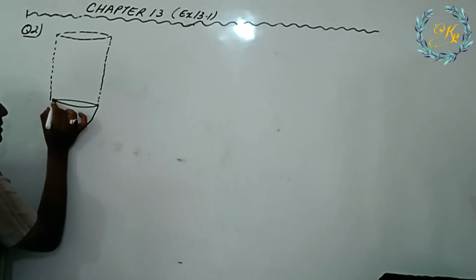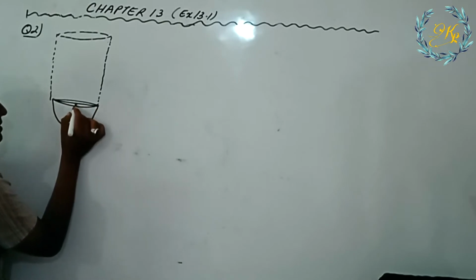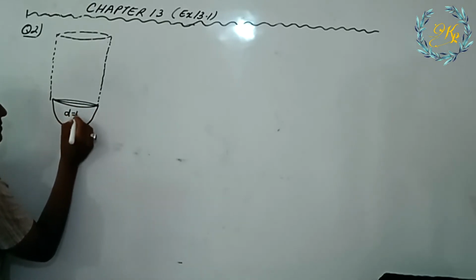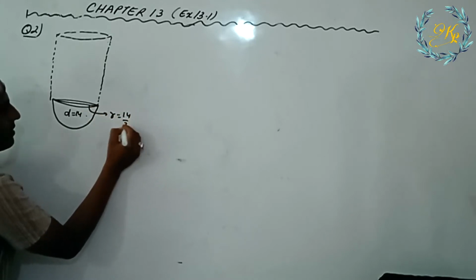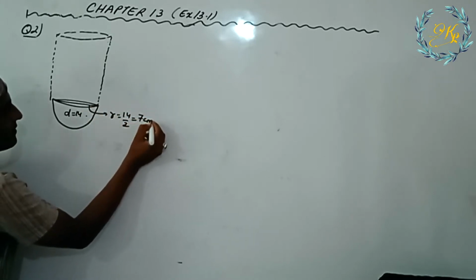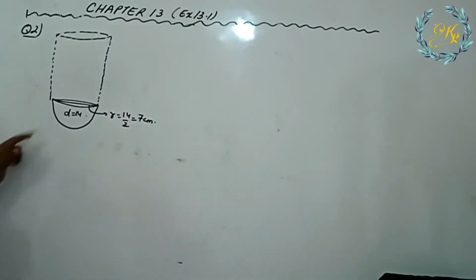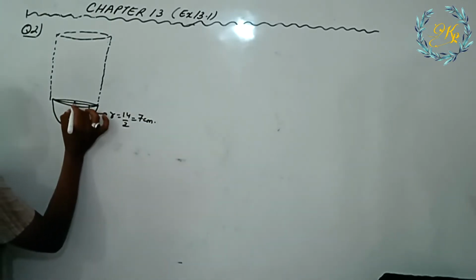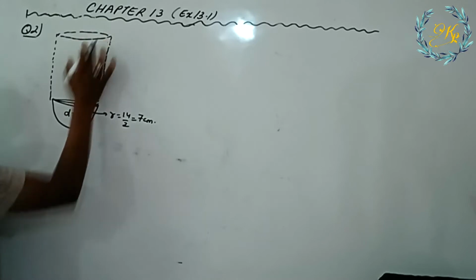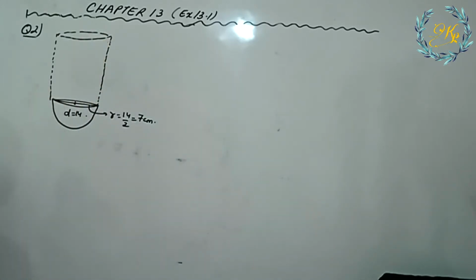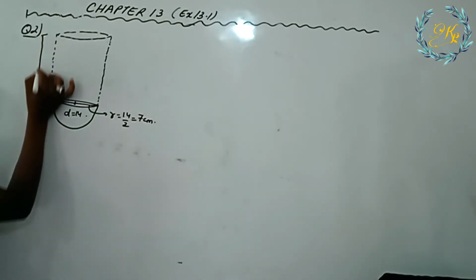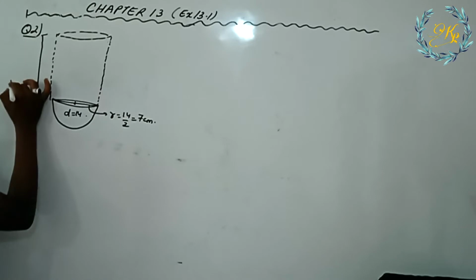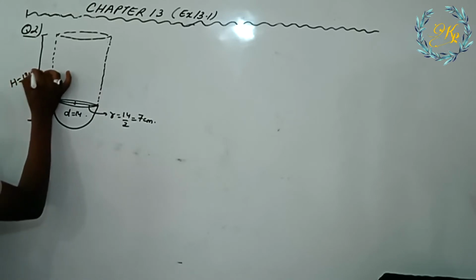Now from here till here, the measurement is given. D is equal to 14. Therefore, radius will be 14 upon 2. Answer will be 7 centimeters. So we can see that this radius of the hemisphere is similar to radius of the cylinder. Now, we are given that the total height of the vessel is 13. So from here till here, the height of the vessel is 13 centimeter.